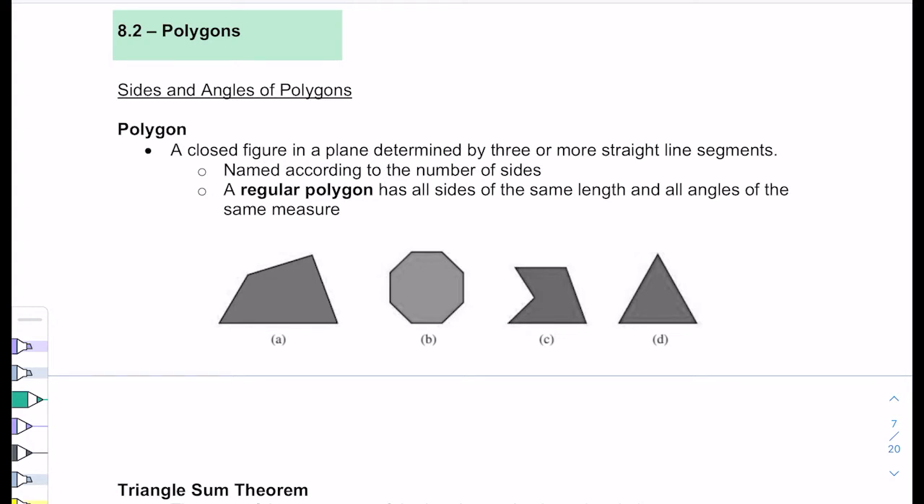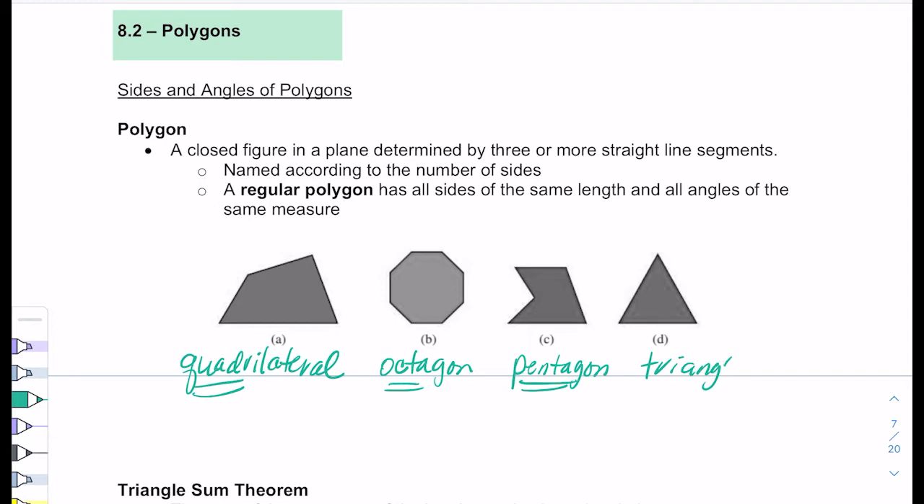So in letter A, we have a four-sided figure. We would call that a quadrilateral. The prefix quad means four. In letter B, we have an octagon. There's eight sides. So oct means eight. In letter C, we have five sides. So that's called a pentagon. So you might be familiar with the Pentagon in Washington, D.C. It's five-sided. And then in letter D, we have our triangle, which is three sides, with the prefix tri means three.